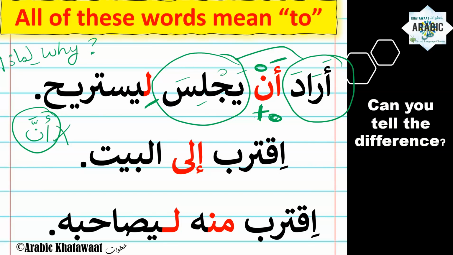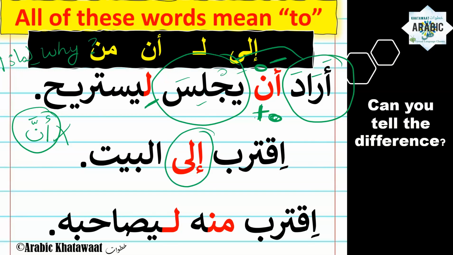The second example, we have إلى as a preposition of place. And إلى is used for direction and also to share the same space as a person, like you're getting closer to him because you want to hear him. So اقترب إلى البيت.